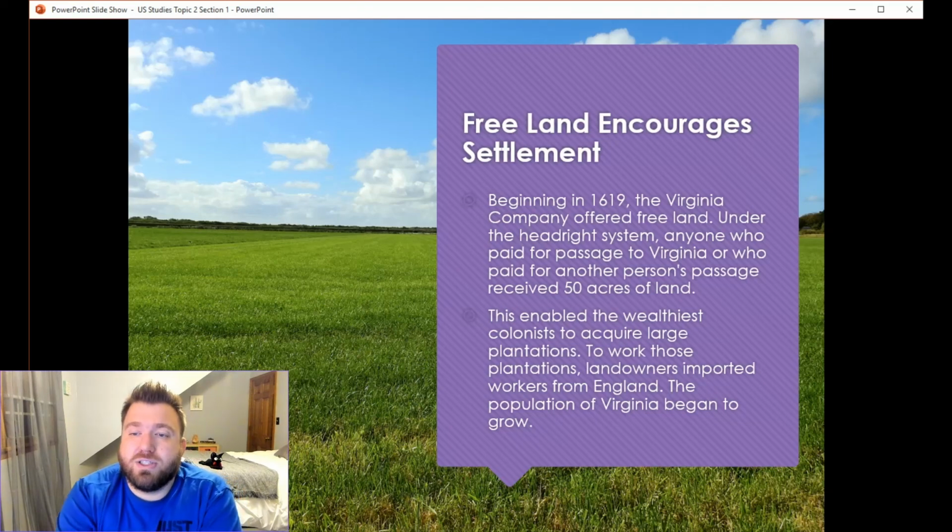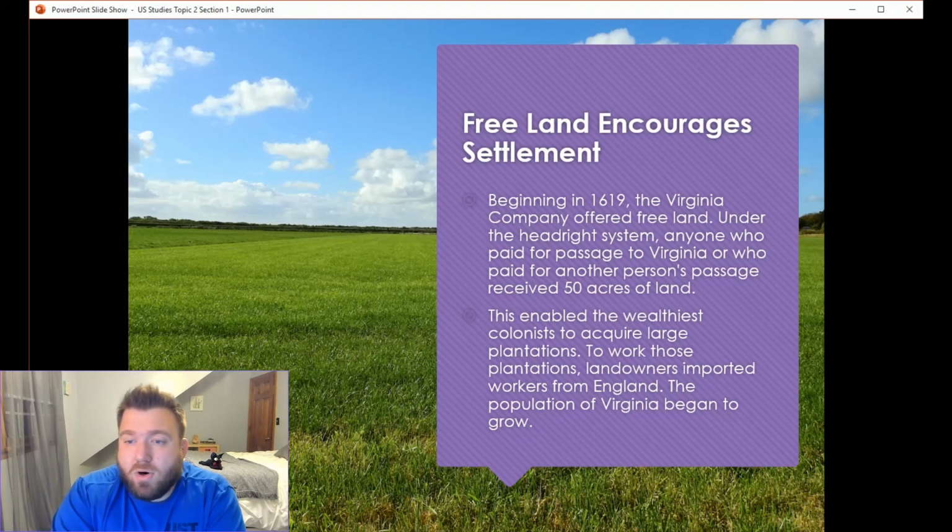Free land encourages settlement. Beginning in 1619, the Virginia Company offered free land. Under the headright system, anyone who paid for passage to Virginia or who paid for another person's passage received 50 acres of land. This enabled the wealthiest colonists to acquire large plantations. To work those plantations, landowners imported workers from England. The population of Virginia is beginning to grow.